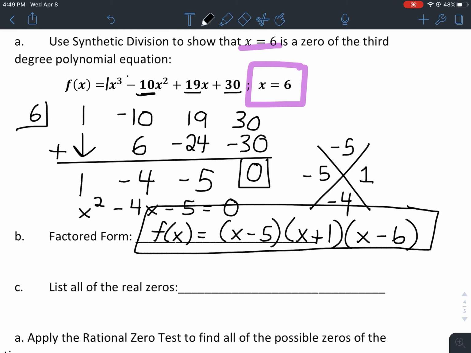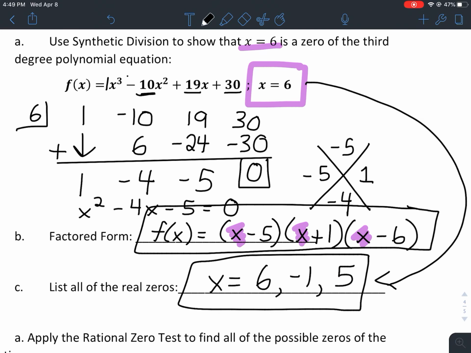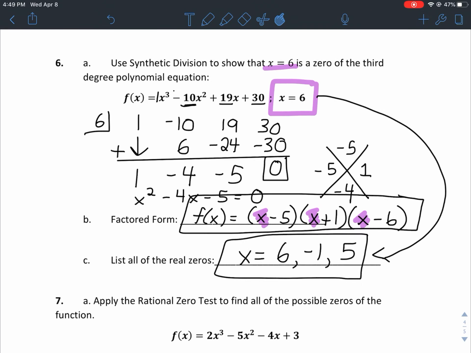So one way to not forget that is you can always just write that down here at the end. You know one of the real zeros is automatically going to be 6. We were given 6 is a 0. We showed it was a 0 through synthetic division. And now we need our other two. Well, 6 clearly makes this one 0. What makes this factor 0 would be -1. And what makes this factor 0 would be +5. So there's our 3 zeros.